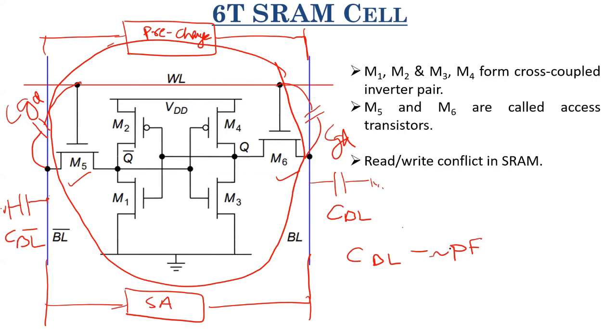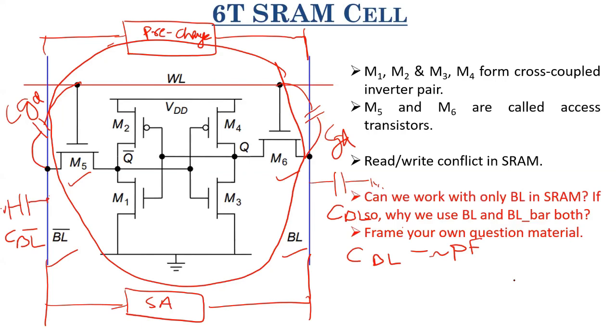So there's this read-write conflict in SRAM, which is really important. And if you see here, this SRAM works with two bit lines. One is bit line and one is bit line bar. So the thing is, do we really need two bit lines? Do we really need bit line and bit line bar in SRAM? If we do not need it, why do we use two bit lines? And can we work with only one bit line in SRAM?